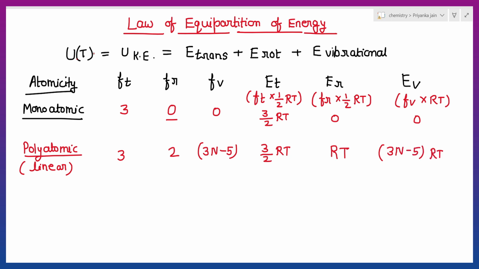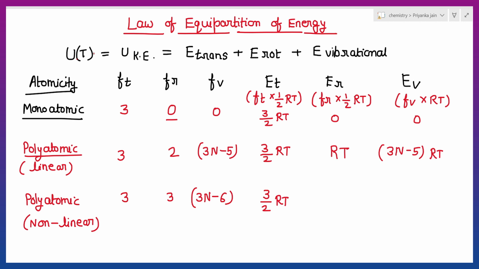Similarly, in the case of polyatomic non-linear molecules, the translational degrees of freedom will remain the same, 3. Rotational degrees of freedom will now be 3, and vibrational degrees of freedom will be equal to 3N minus 6. So the translational energy will be equal to the same 3 by 2 RT, rotational energy will be equal to 3 by 2 RT, and vibrational energy will be equal to (3N minus 6) RT.